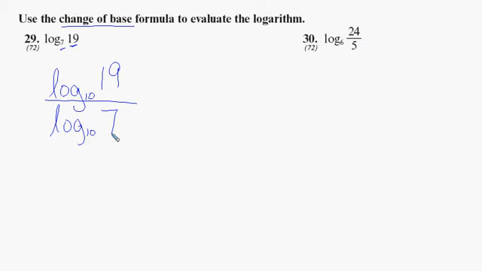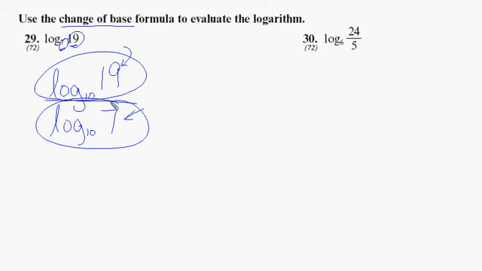So you see that this number here ends up in the numerator. This base here, the original base, ends up in the denominator. And then you just enter all of this into your calculator, divided by all of this, and you're good to go.